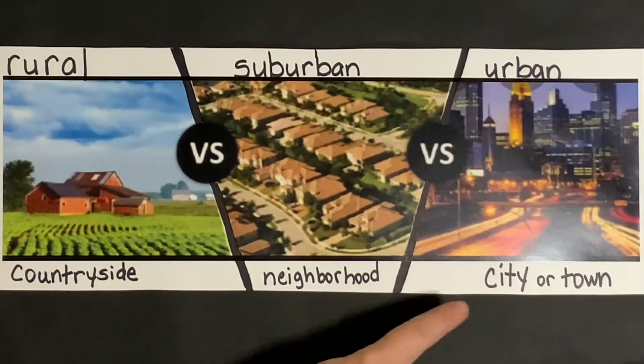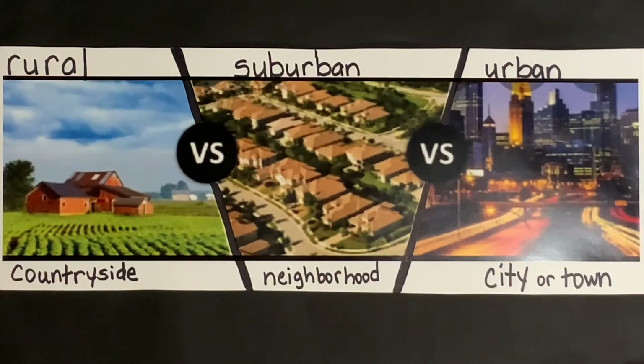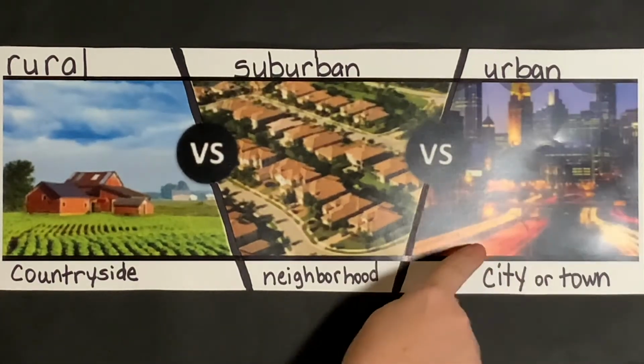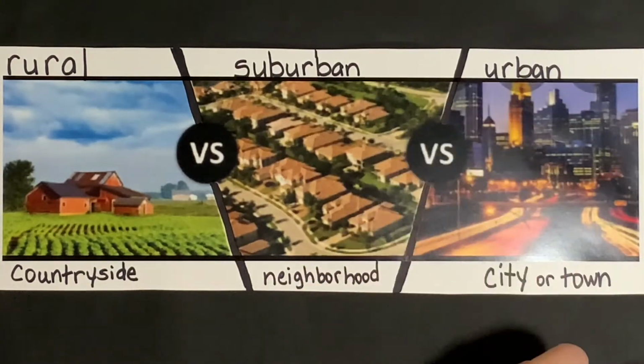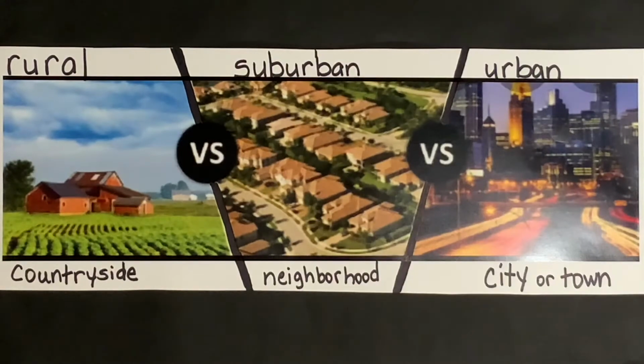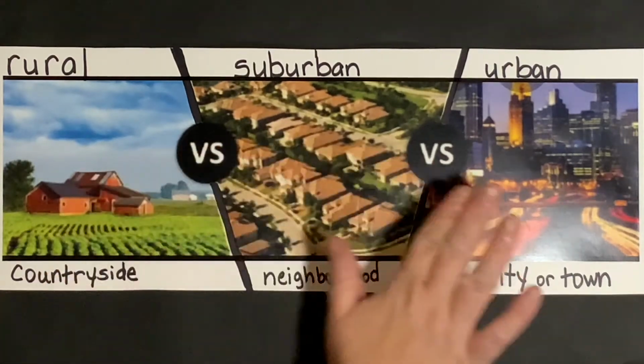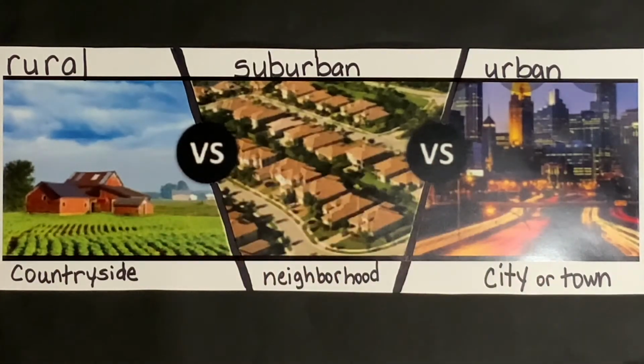Now, if you look at this, what do you notice in this picture for the urban community? Oh yeah, most definitely. I know you were thinking lots of busy streets, cars, buildings, lights, skyscrapers, right? Look at all those windows. Very, very busy, huh? Almost completely opposite of being in the countryside.